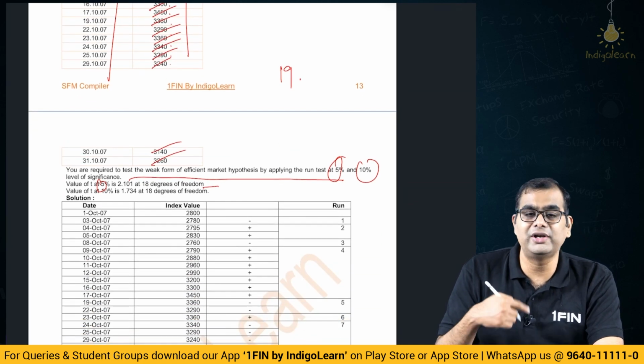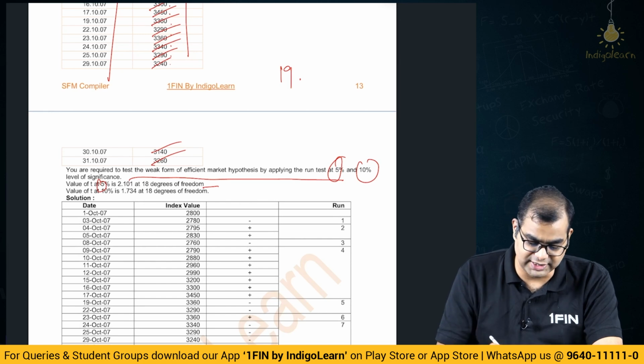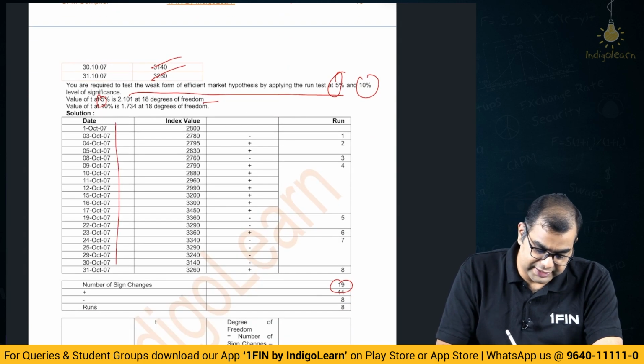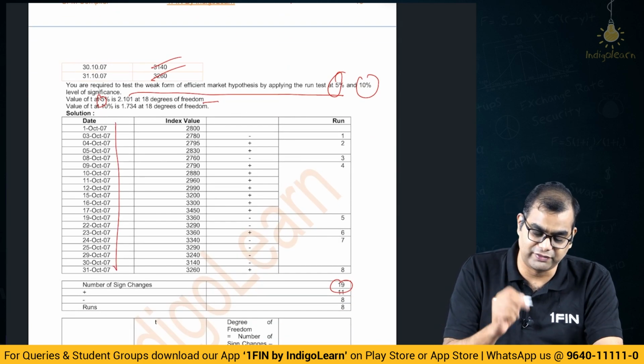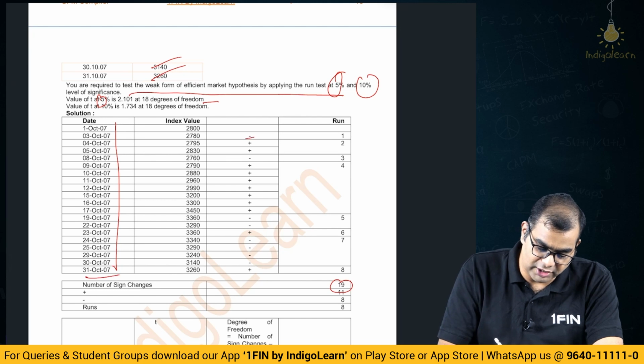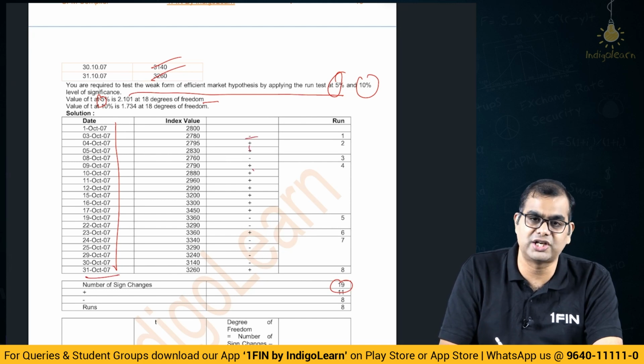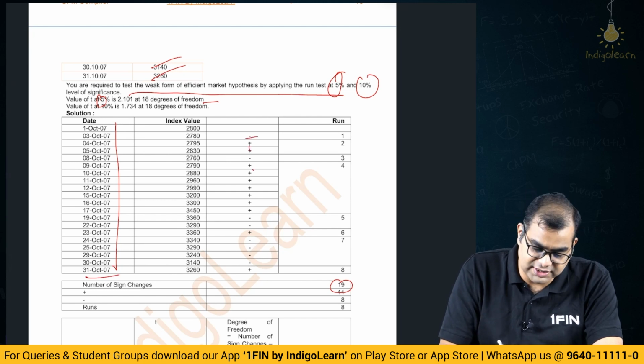For 20 values, you can only have 19 sign changes because for the first day, we don't know what the run is. So you basically plot in ascending order from 1st October till 31st October. Then you plot the number of runs. Every time the sign changes, the run changes. So the first time it is 2800 to 2780, so it is minus. That is the first run. The second is an increase, which is a different sign, so it is plus. So it is a different run.